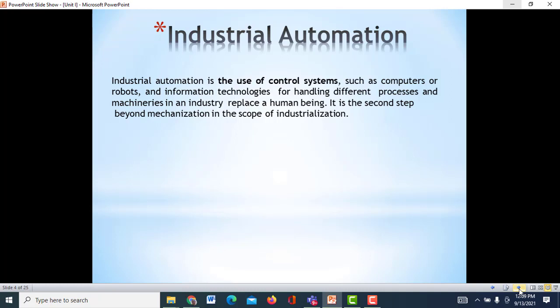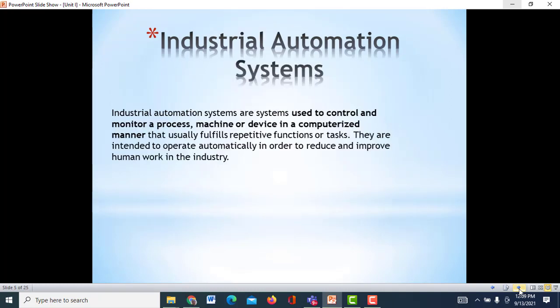Automation is the second level beyond your mechanization. So what does it mean by industrial automation systems?